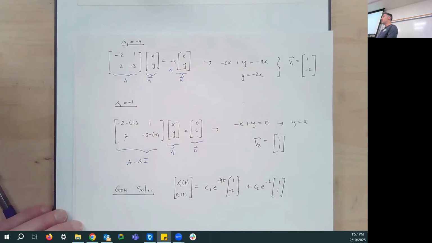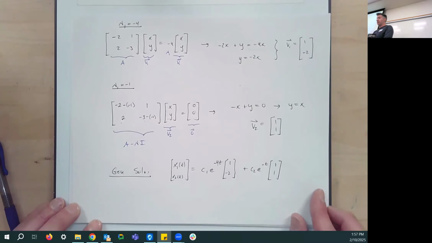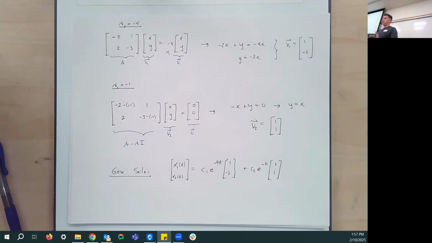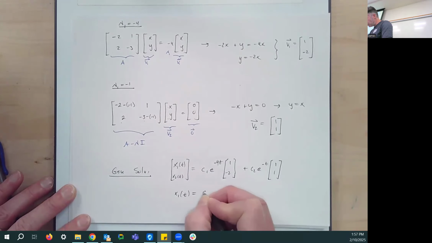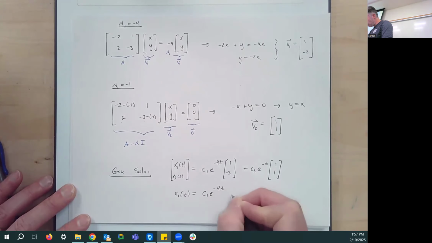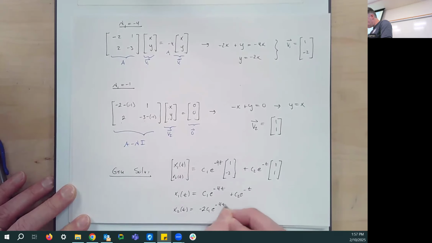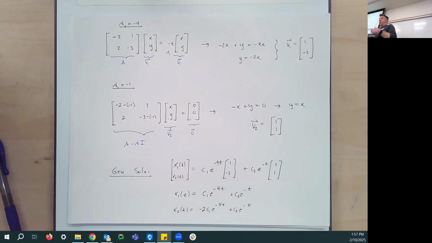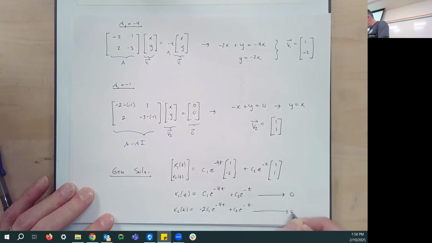I think it's good to be able to write your solution both in the vector format like this, and also as each individual x1 and x2 separate. So let's write it that way as well. Here we'd have x1 of t equal to c1 e to the -4t plus c2 e to the -t, and x2 of t equal to -2 times c1 e to the -4t plus c2 e to the -t. And I think you can all agree that if we let time go on and on, both of these terms are going to get smaller and smaller. So both of these go to 0 as time goes to infinity.